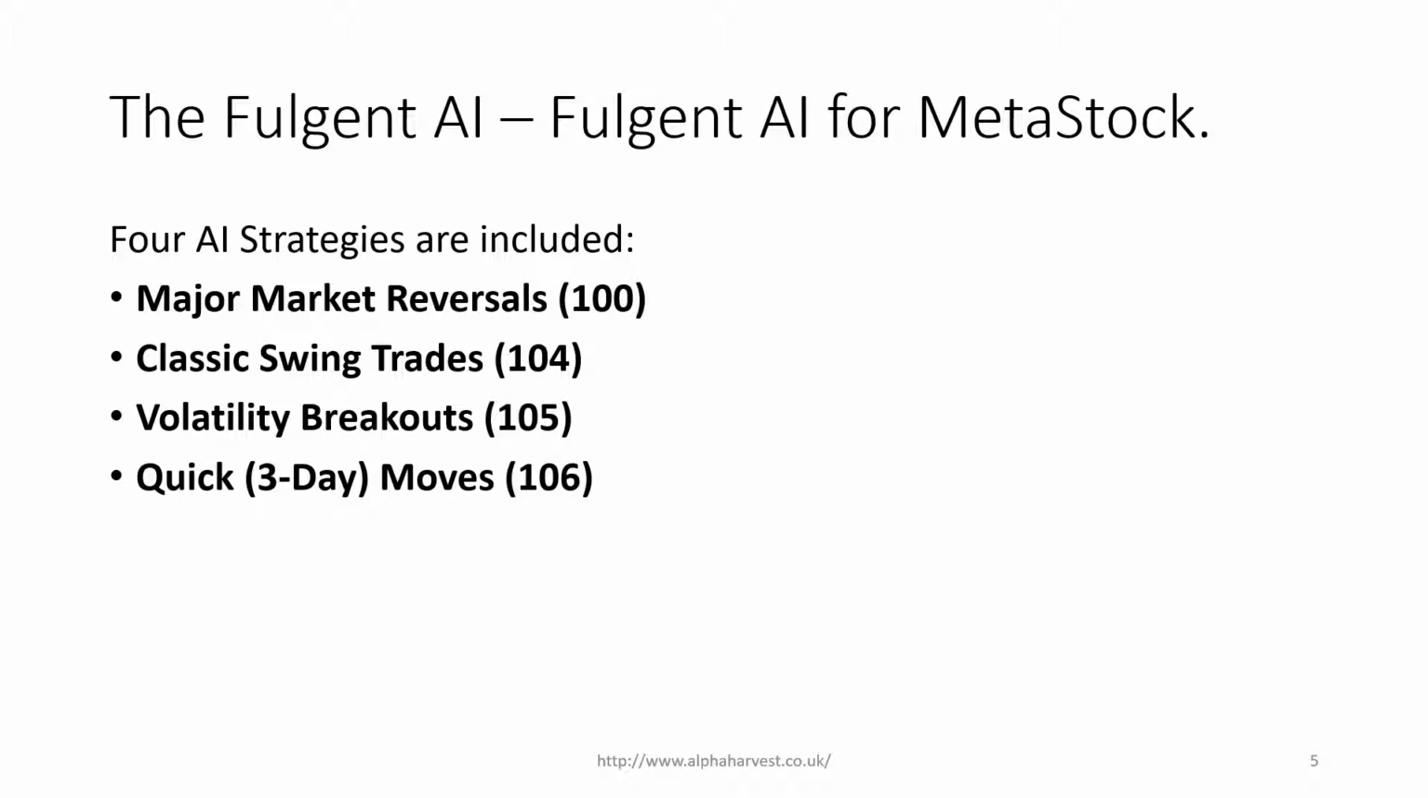So major market reversals and volatility breakouts can be held from days to weeks to months. And then classic swing trades and quick 3-day moves are kind of a short to medium term trading strategy. Classic swing trades can also last from days to weeks, and with quick 3-day moves, you're in on the day after the signal and you're out on the third or fourth day. So these are high frequency swing trading strategies.